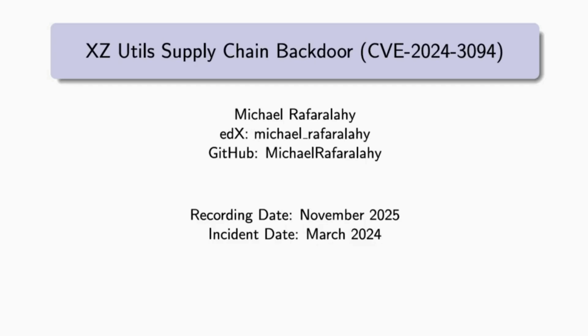Today is November 17th, and I'm recording this presentation on the XZ-utils supply chain backdoor discovered in March 2024, tracked as CVE-2024-3094. I chose this topic because it perfectly demonstrates multiple CS50 cybersecurity concepts in action, and shows how a single individual's vigilance can prevent a catastrophic global security incident.